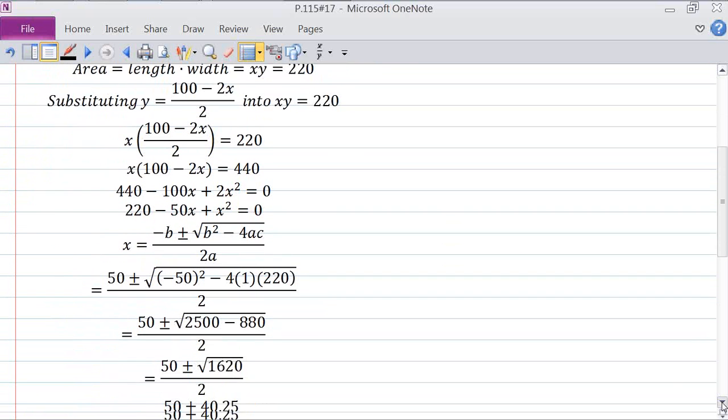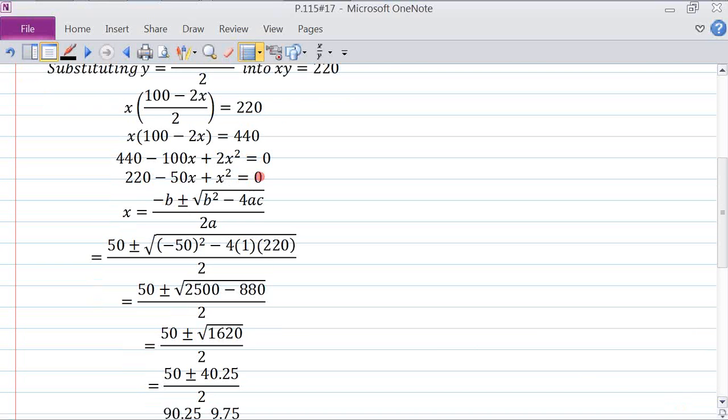Now I'm going to factor this. I can't factor this, so I'm going to use the quadratic formula. Minus b is minus 50, plus or minus the square root of 50 squared minus 4ac. a is the coefficient of x squared, which is 1. And c is 220. This is 2a, and a is 1, so this is 2. So here, 50 squared gives me 2,500. Minus 4 times 220 is minus 880. And when I calculate 2,500 minus 880, I get 1620.